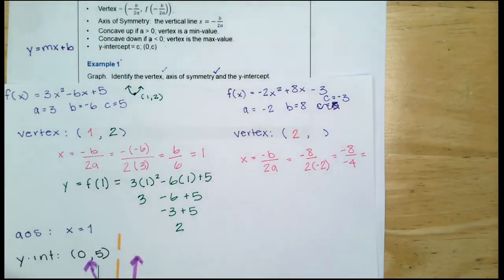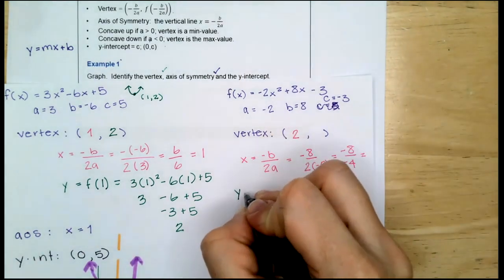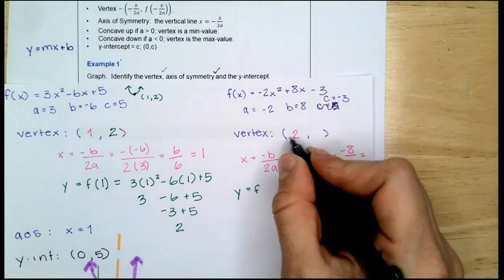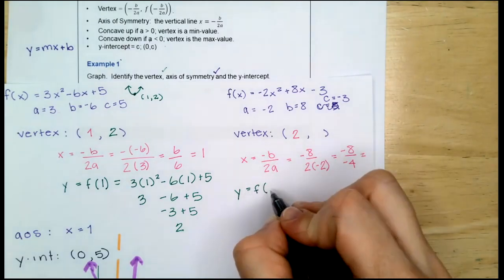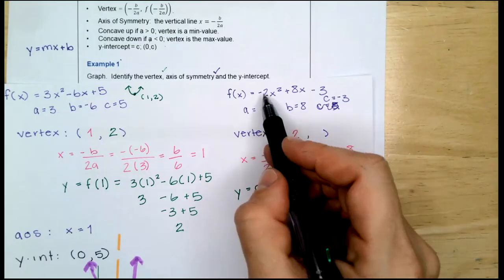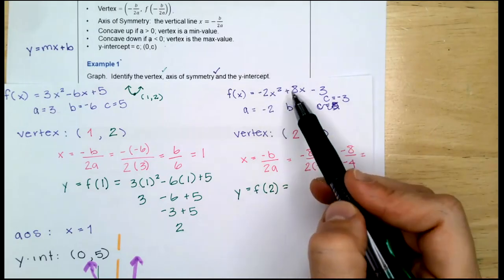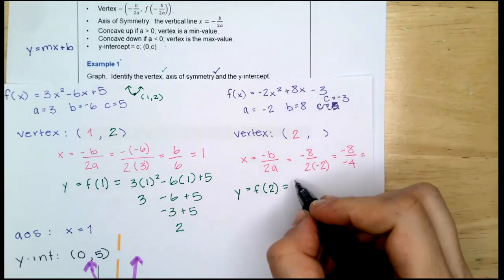Okay, for y, it's f of negative b over 2a. Negative b over 2a is 2. F of 2 is, don't use 3, negative 6, and 5. We're doing negative 2, 8, and negative 3.